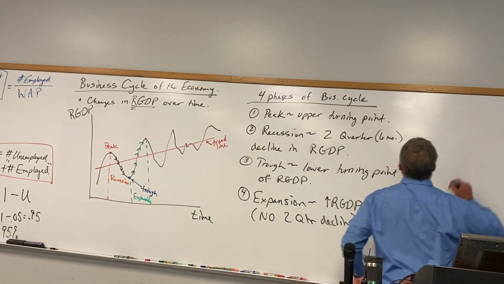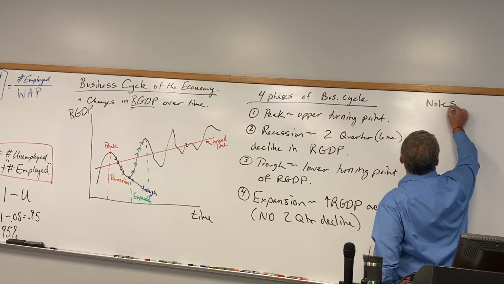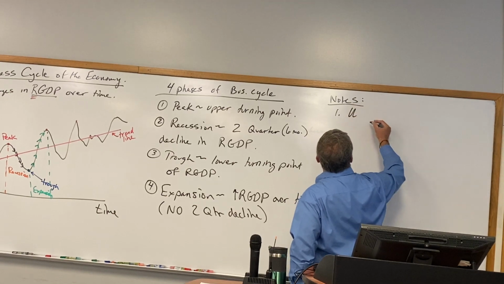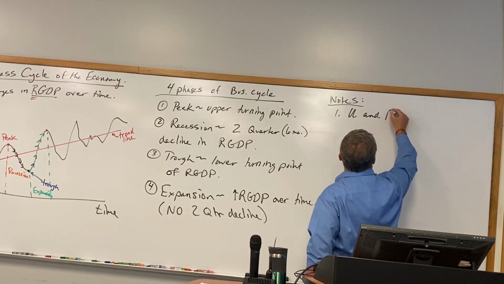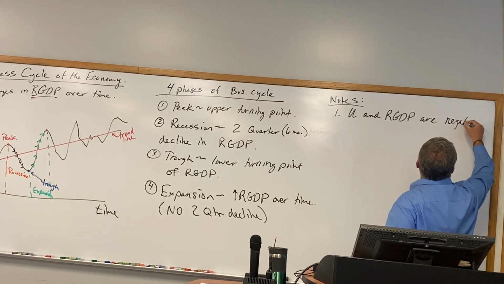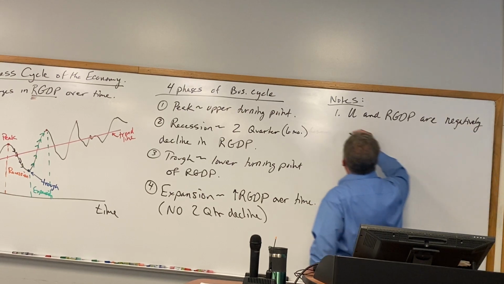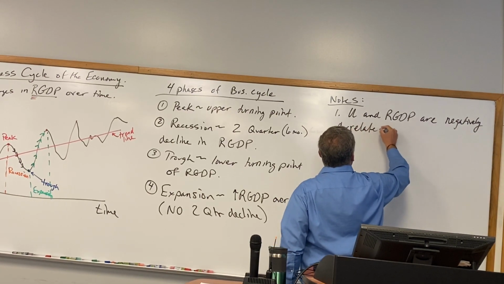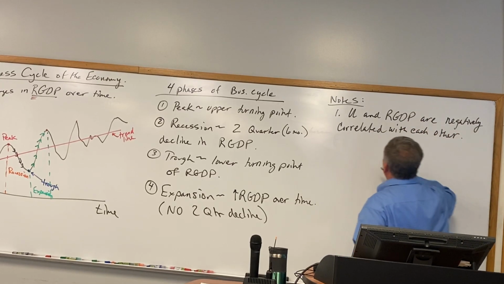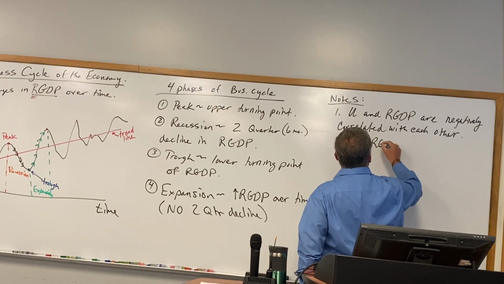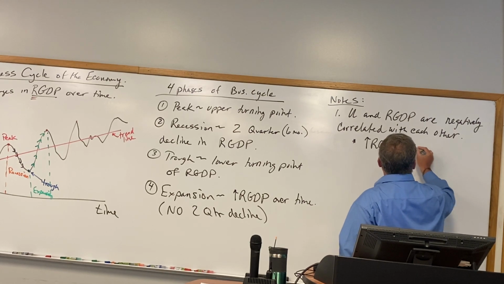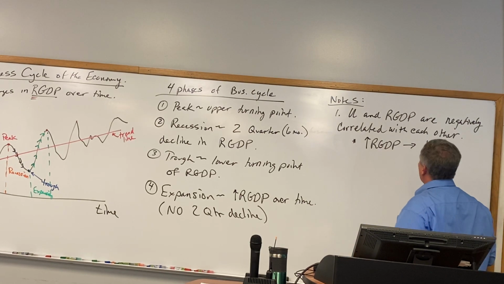Okay, so notes. Number 1, unemployment rate, big U, and real GDP are negatively correlated with each other. So an increase in real GDP, an expansion, leads to a lower unemployment rate.